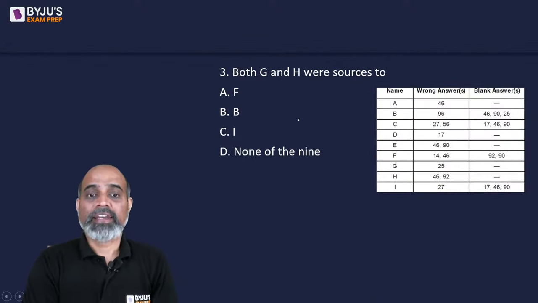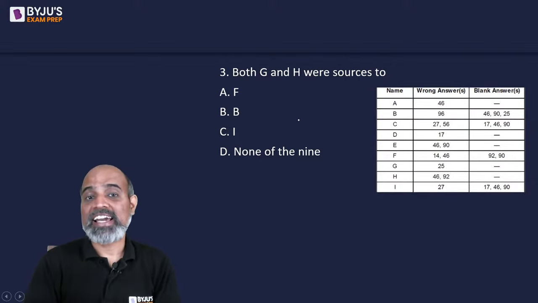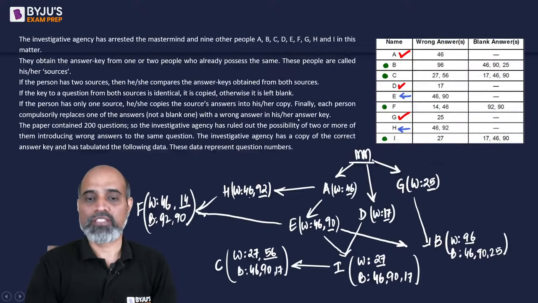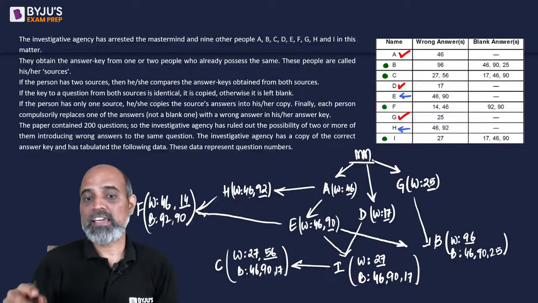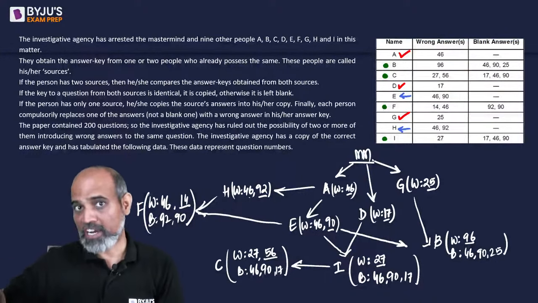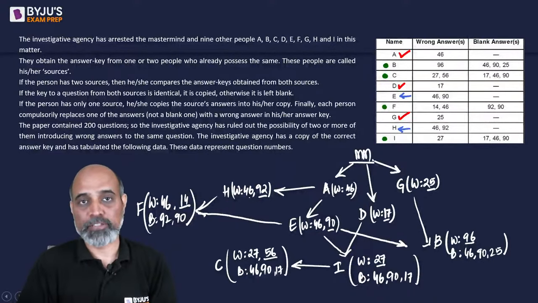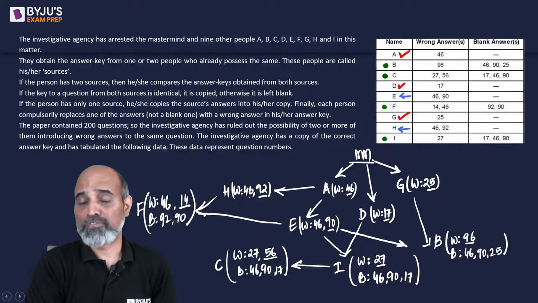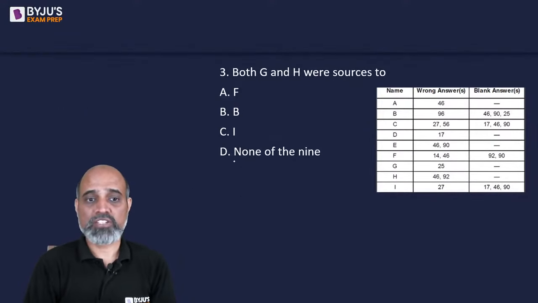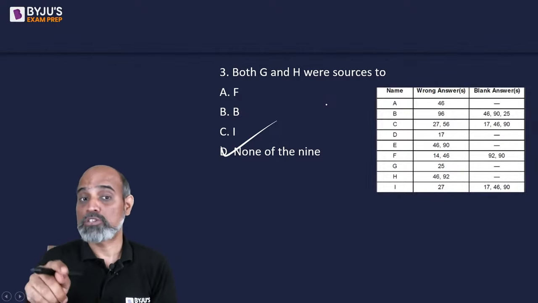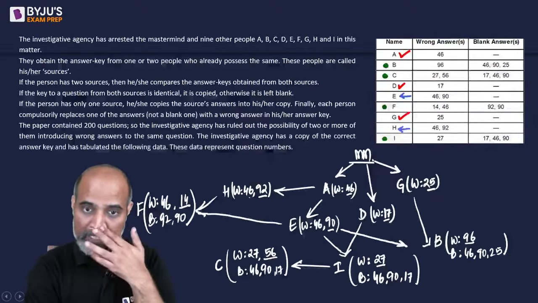Right? Next, both G and H were sources too. Both, meaning both of them, sources of whom? B and H. No one. B doesn't have any sibling, any child, any subordinate. H has a subordinate, but that is not related to B. So can we say there is nobody who is a common subordinate of B and H? So the answer is going to be none of the 9. Right? It doesn't say G and, it says G and H.